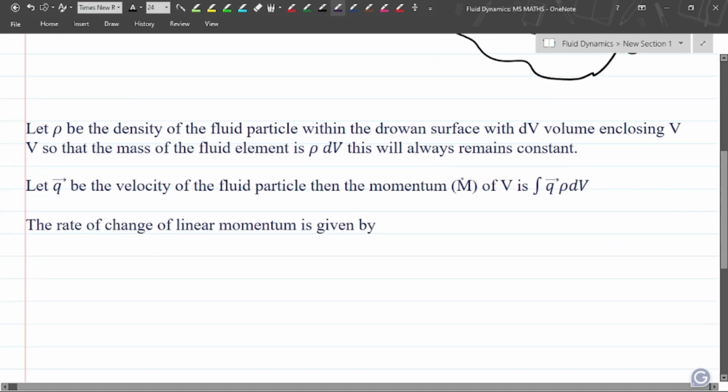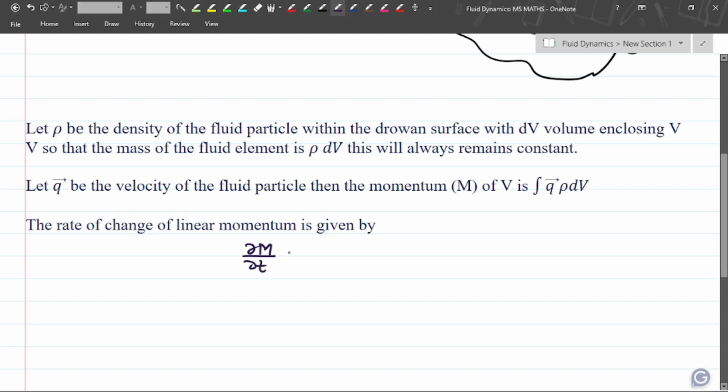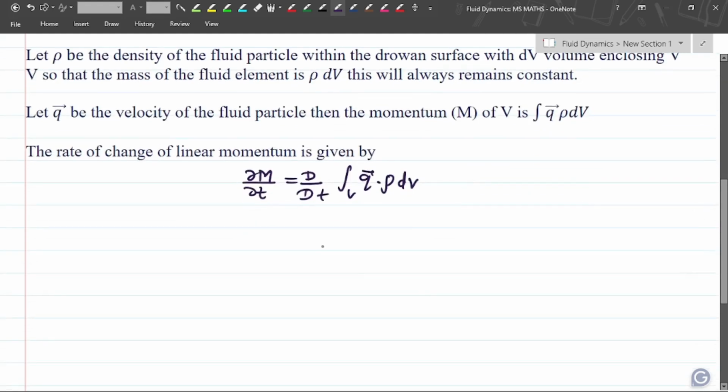Now the rate of change of linear momentum is given by dM by dt, which is the total acceleration, that is d by dt of the integration of q vector into rho dV. This is the formula. We can solve this using the integration over V of d by dt of q vector into rho dV.